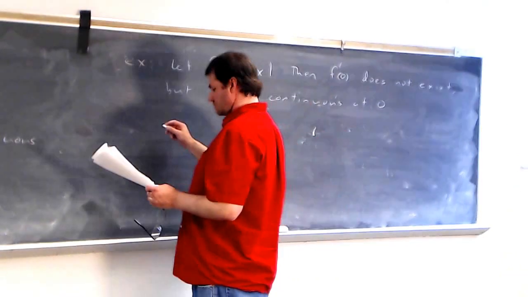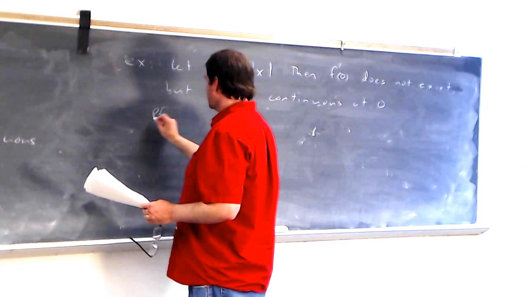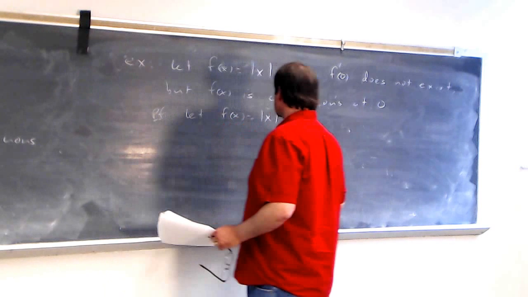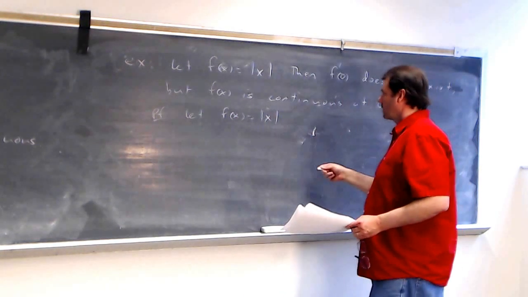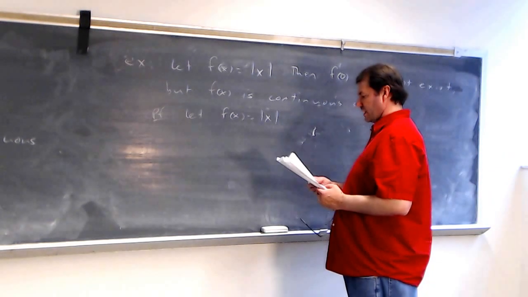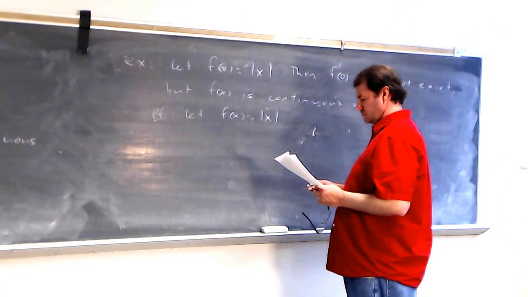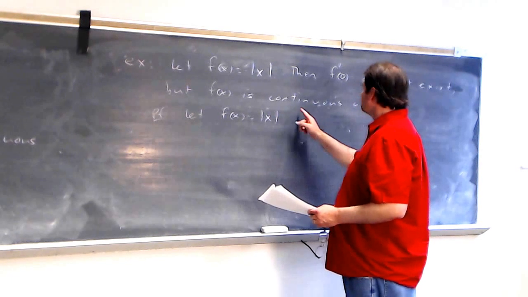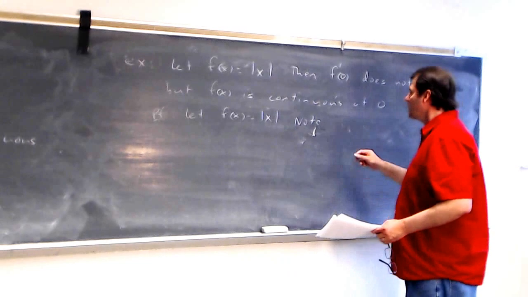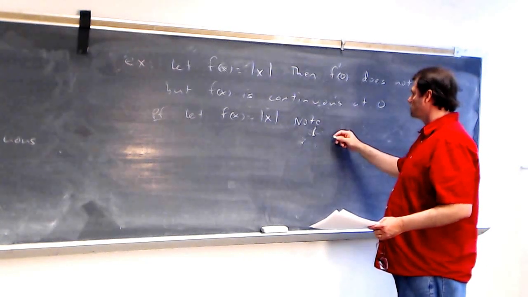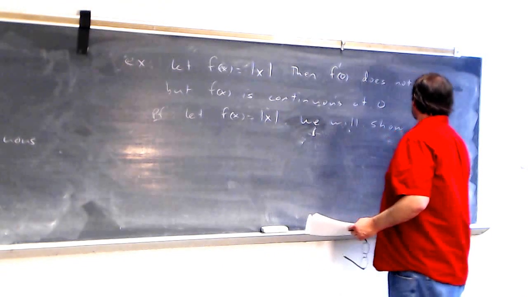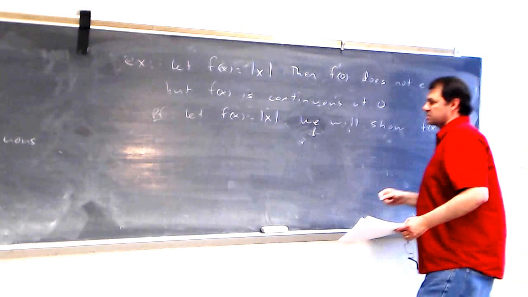And so, as proof, let's let f of x be defined to be the absolute value of x, where we think we have the usual methods. Okay? Okay. So let's back up. Note, let's show that f is continuous at 0. Note, we will show f of x is continuous at 0.